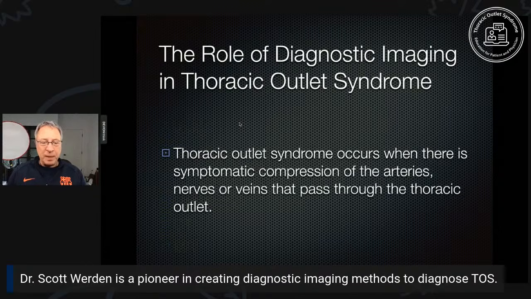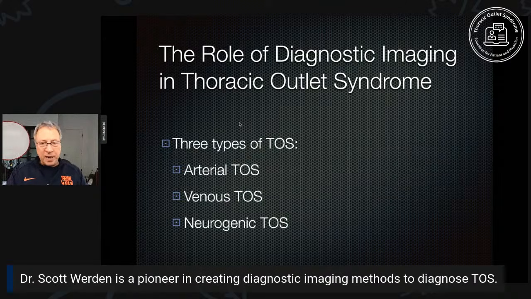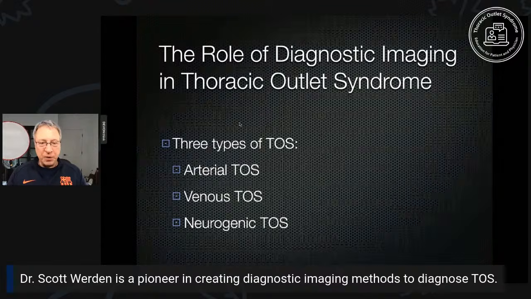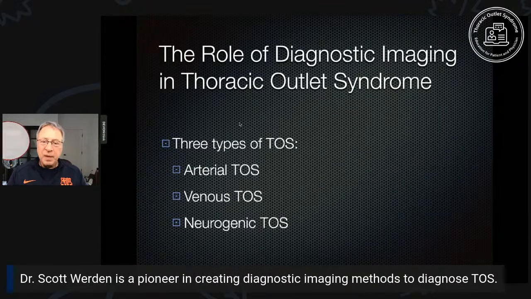First, I want to review something. Thoracic outlet syndrome's definition. My definition is just what you see here. Thoracic outlet syndrome occurs when there is symptomatic compression of the arteries, nerves, or veins that pass through the thoracic outlet. In other words, that compression can occur without symptoms. That's not TOS. But when you do get symptoms, and we can show compression or tension on these structures, you have thoracic outlet syndrome. There are three types of thoracic outlet syndrome: arterial, venous, and neurogenic.